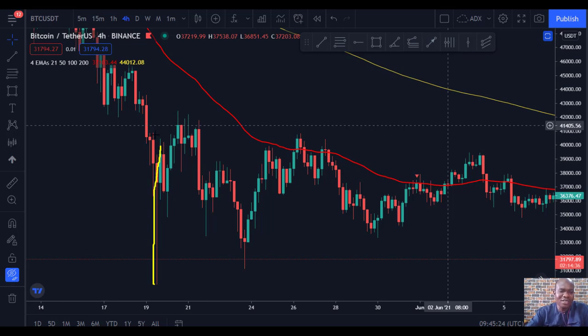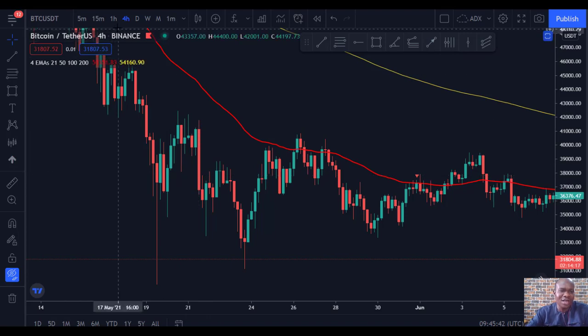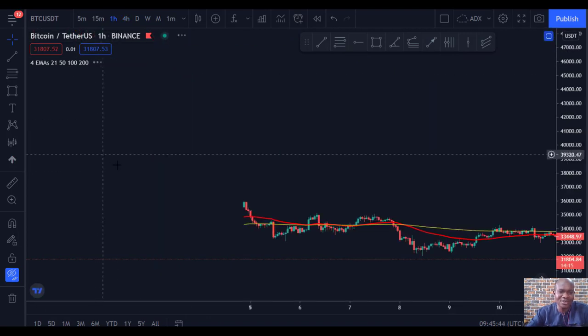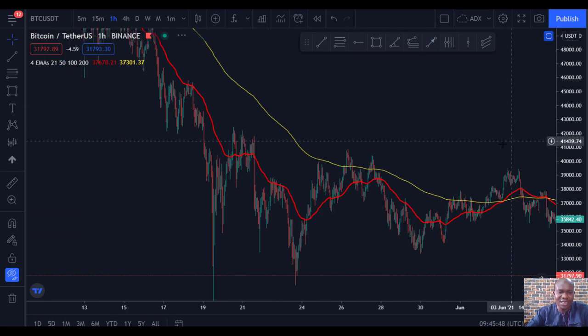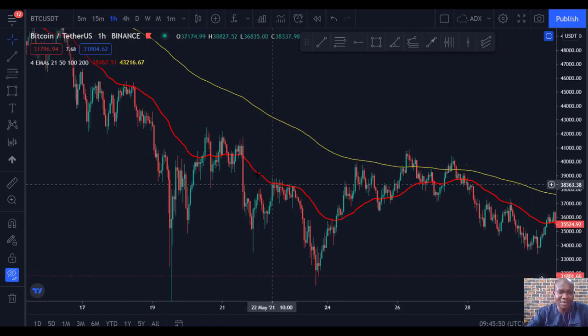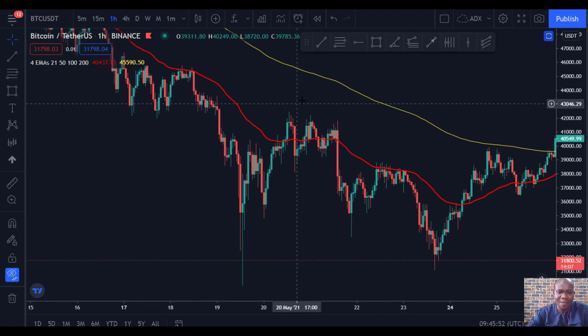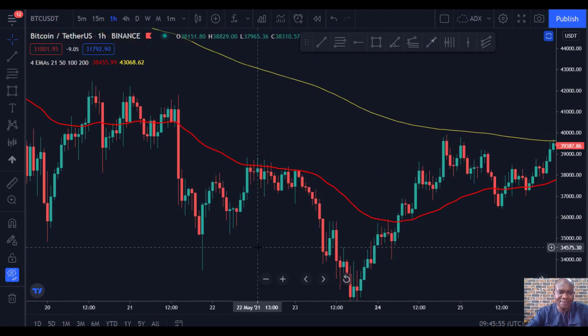So what are the waves that form after the impulse? You can see on the 4 hours, there is no clear structure here. But if you want to trade the next wave, that means you need to go down to 1 hour. So for the purpose of this video, let's also go down to 1 hour so we can see what the market is actually telling us. So this is where we are when this whole stuff started.